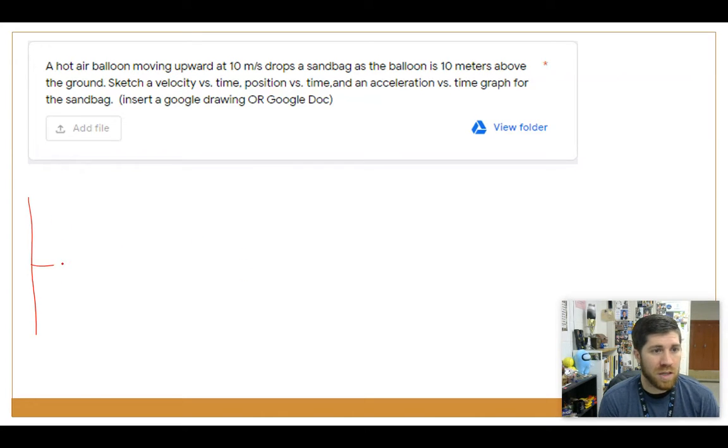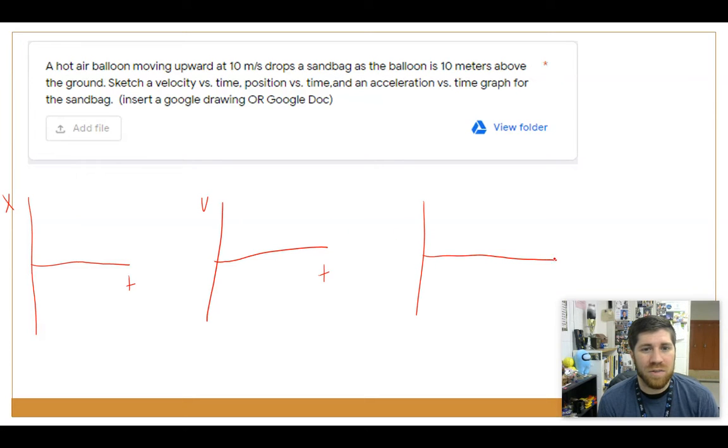So if we do that, I'm just going to give myself a set of axes. So we've got position, velocity versus time, and then we'll do an acceleration versus time. With position versus time, if we imagine this whole journey, I'm going to start where they describe. We're moving up and we're already 10 meters off the ground. So I'm starting here at positive 10. This would be a distance in meters. So it starts at 10.